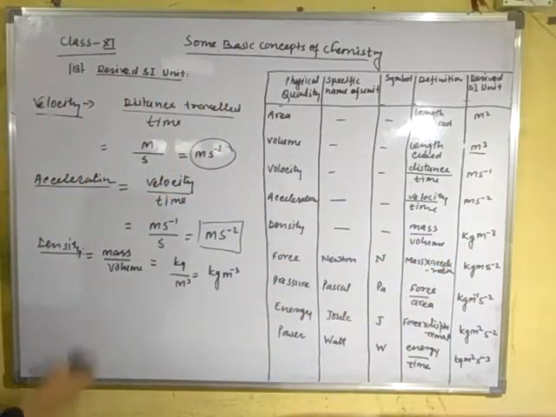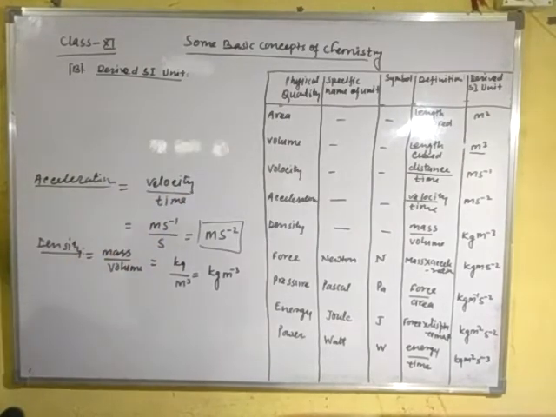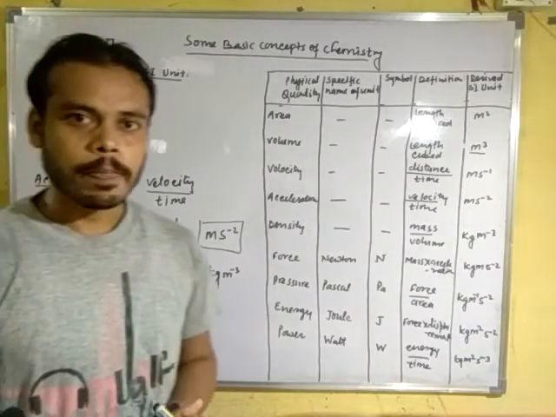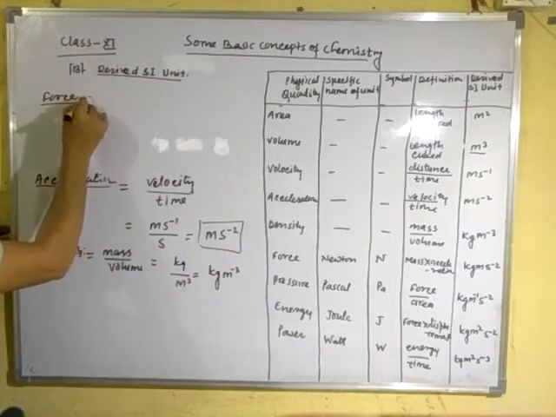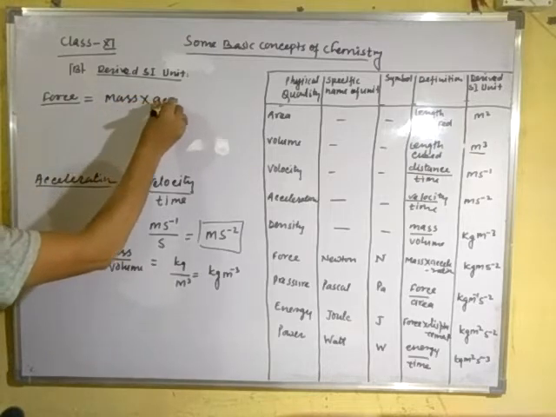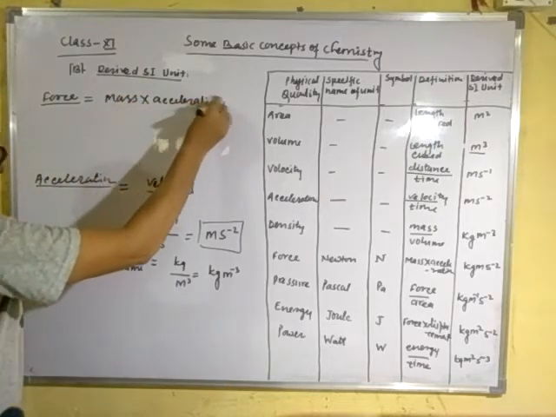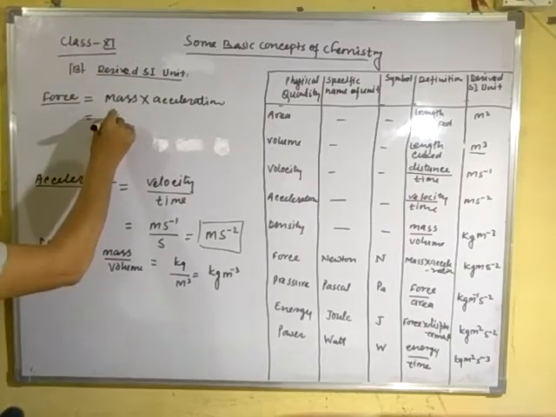Next one is force. Force is defined as the product of mass and acceleration. That means we can write force is equal to mass into acceleration. And you know the SI unit of mass is kilogram.